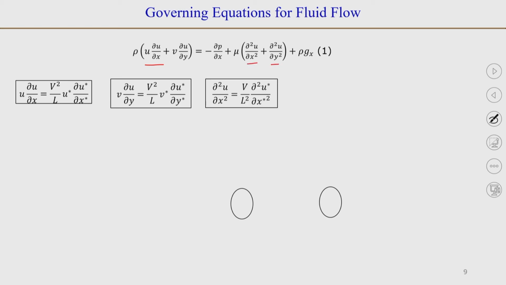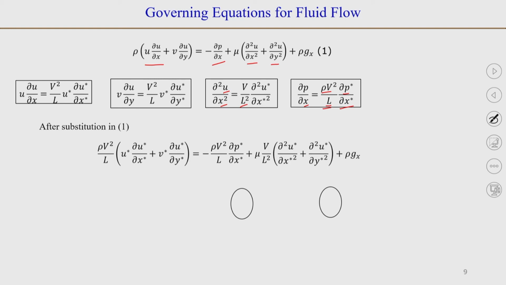Now the terms in the viscous part. Del 2 u by del x 2 will be, you have 1 u here, so V and x squared, so L squared: V by L squared del 2 u star divided by del x star squared. Then if we look at del p by del x, p will be rho V squared multiplied by p star, and for x you have 1 L. So, del p by del x will be equal to rho V squared by L into del p star by del x star.